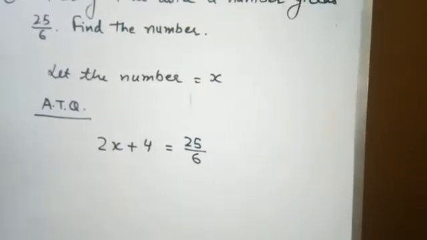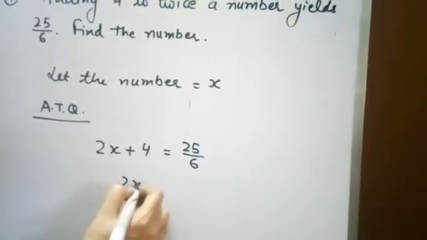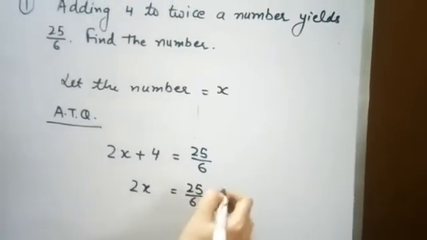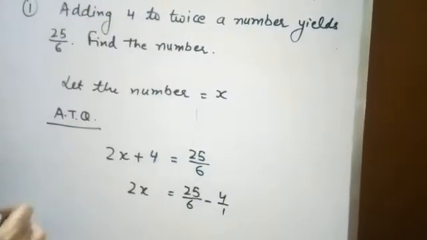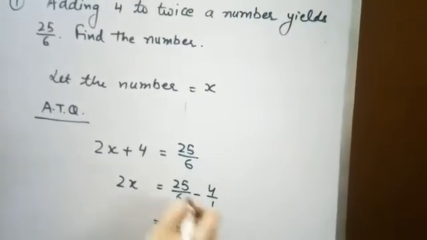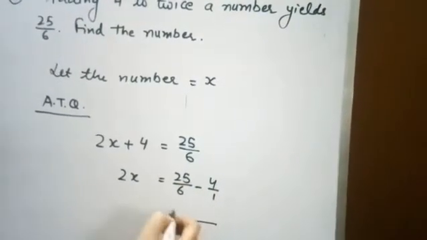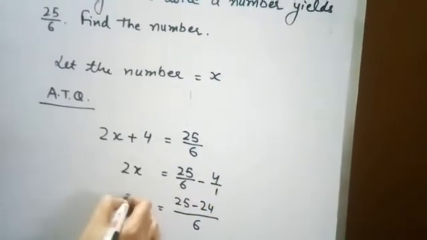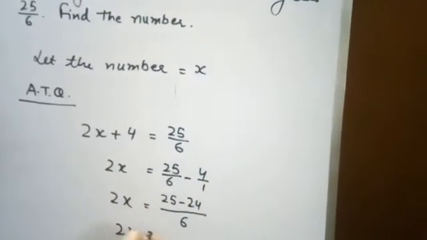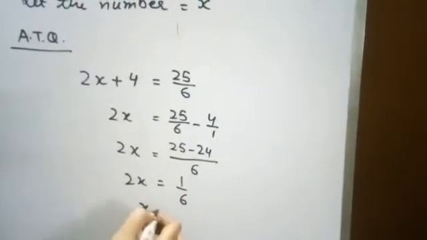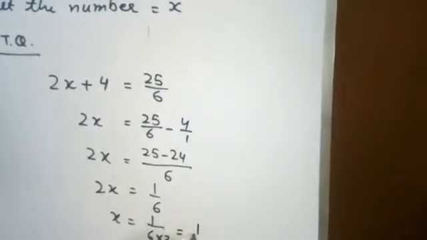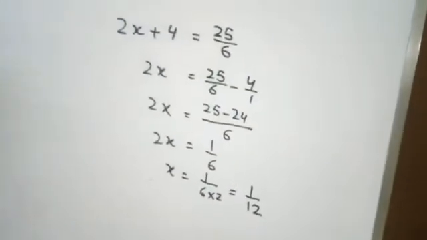The next is simplification of the linear equation, which you have done already. Take the constant to the other side of the equation; this will become 4 by 1, and this includes subtraction of fractions. So we have to take the LCM: 25 minus 6 ones are 6, fours are 24. 2x is equal to 1 by 6 and x is equal to 1 by 6, this 2 will go for division. It is 1 by 12. Now you have found the value of x is 1 by 12.